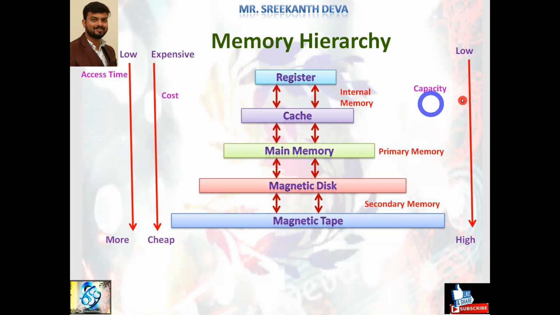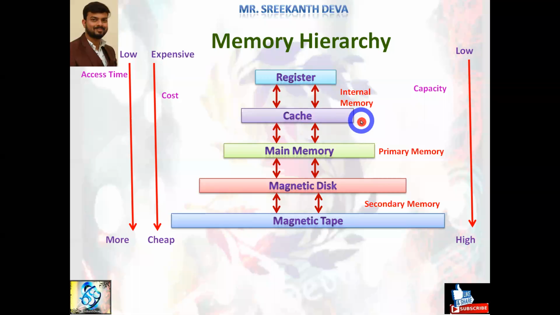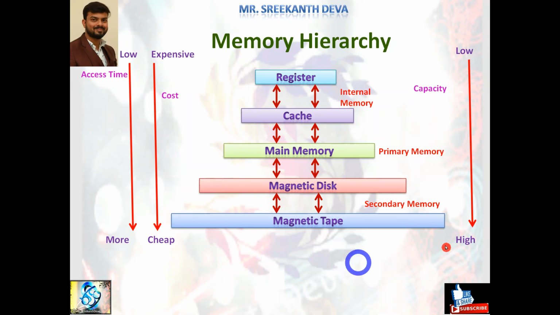Next, capacity wise, registers and cache memory have only less storage capacity. But coming to the secondary storage, it has what? A huge volume of data we can store. High storage capacity is there. Okay, so look out for these important points in the memory hierarchy. The agenda of this session, we started about what? Secondary storage devices.